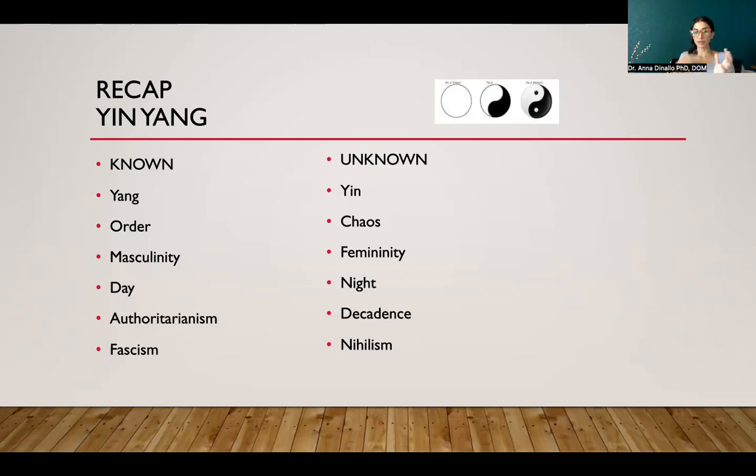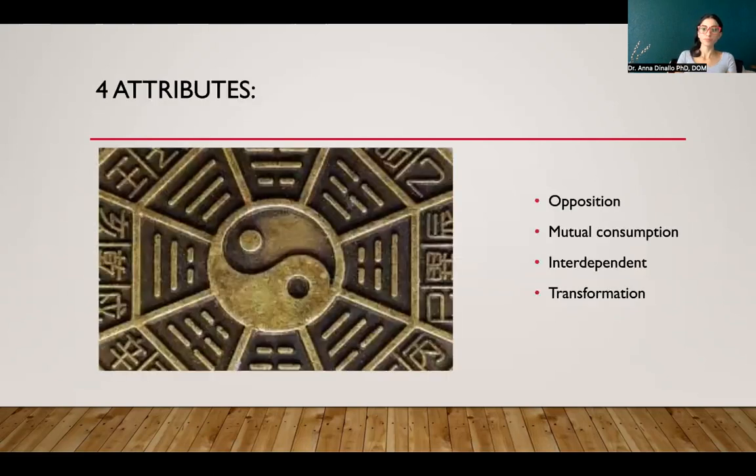So just as we're thinking about psychotherapy in the West, how does this meet Eastern philosophy, and how do we hold this worldview in a more flexible way? So curious to hear about your list of what healing paradigms and counseling could be yin, could be yang. So up next, I also want to mention opposition, mutual consumption, interdependence, and transformation. So let's just take a moment to stop and think about these 4 attributes and what each one could mean.